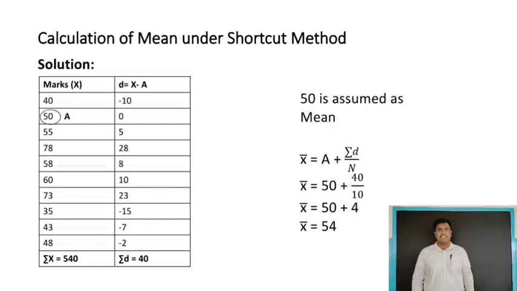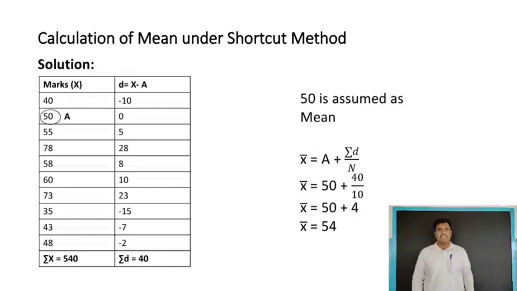Coming under the shortcut method, what I do exactly here is, out of the marks given, I'll assume any one of the values as assumed mean. So here in this example, I have assumed 50 as assumed mean. After this, I'll calculate d. d is equal to x minus a. So in each case, a is subtracted from x, that is 50. In the first case it is 40 minus 50, we get d as minus 10. Next it is 50 minus 50, d will be 0. 55 minus 50, d will be 5.